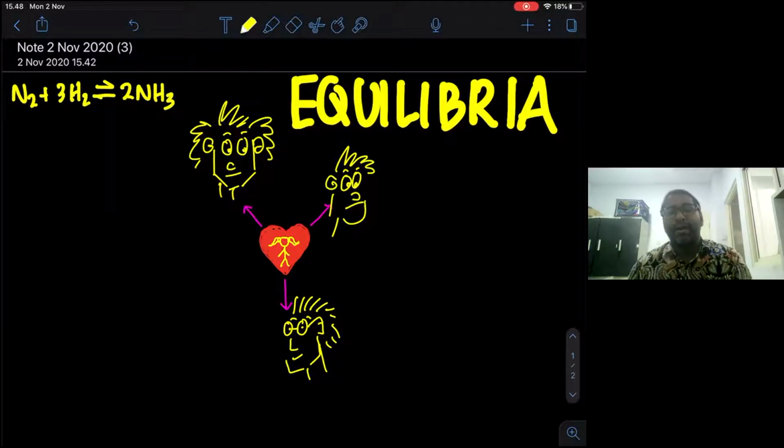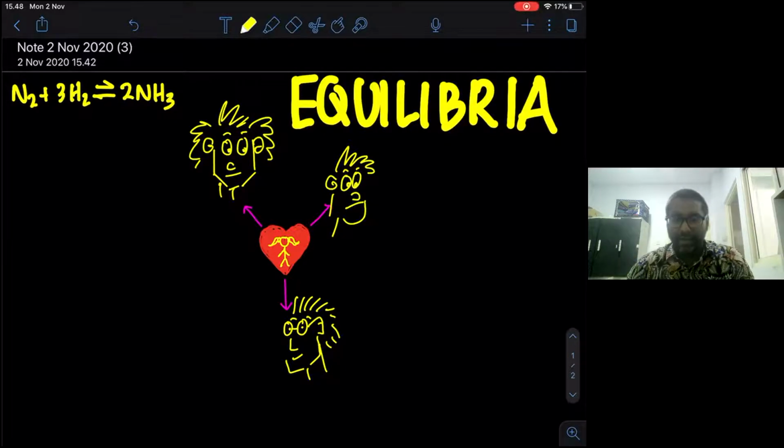And do remember, all the reversible reactions, when you leave them to react, the reactant and product will come into equilibria. So what is equilibria? It's a state where they are going to satisfy four criteria.